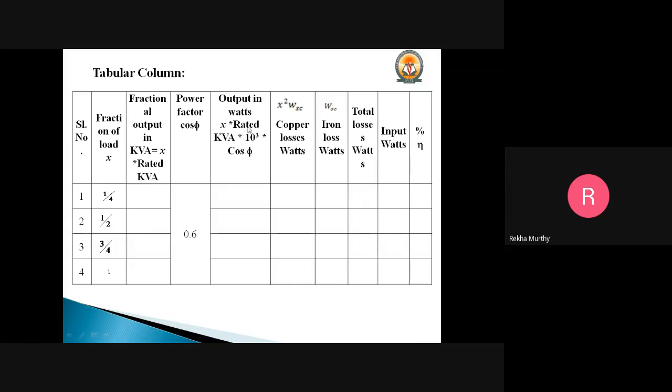Then, this will be the output. What about the losses? The copper loss is a variable loss, so this will be taken as x square times W_SC. Each time we have to multiply with the fraction of the load. And W_0C is the iron loss. These two losses will appear in the efficiency formula. Then this will be the total loss.